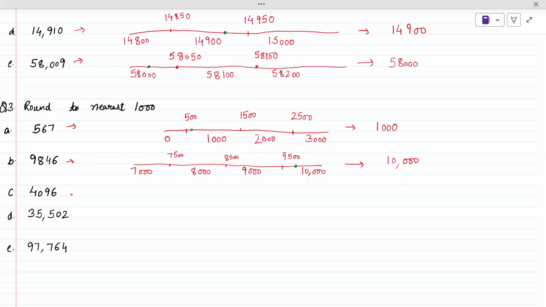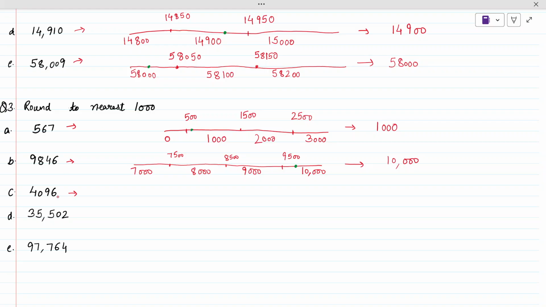Likewise, we can do 4096 only. So kids, for this I am not making a number line, but I want you all to make a number line in your practice notebook and see. Okay, and so let's do it this way. We have 4096 and we have to find the nearest multiple of 1000.